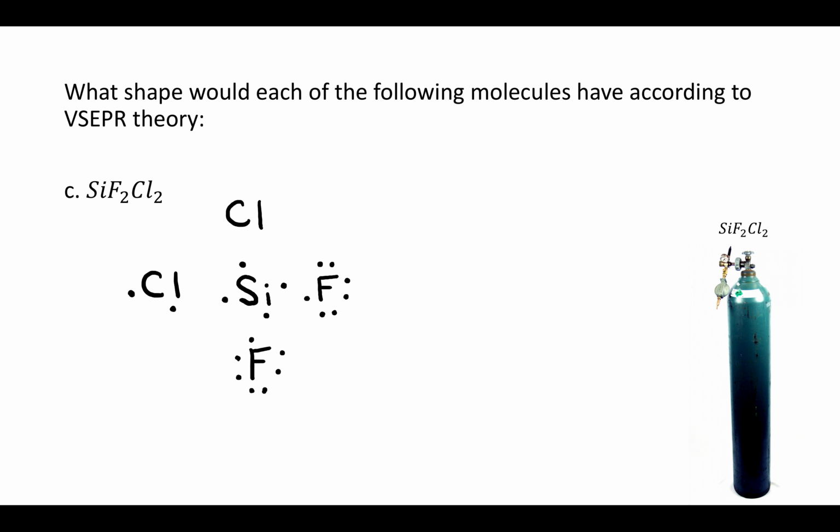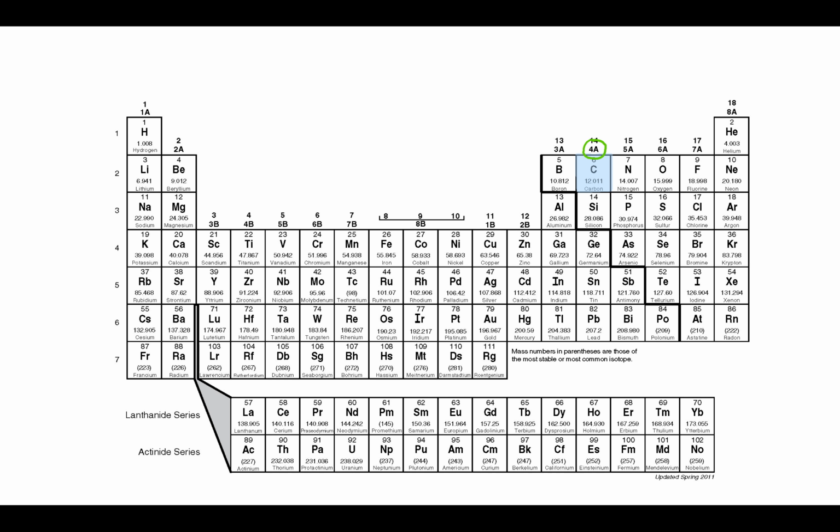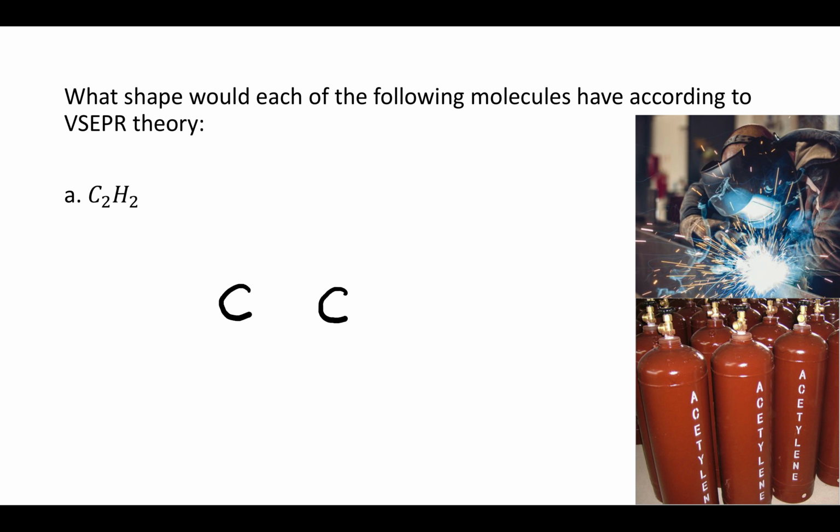How about C2H2? Let's try to figure out the shape of that. So we have 2 carbons. I'm going to draw 2 carbons. Because carbon is in column 4A, each carbon will have 4 valence electrons. So I'm going to put 4 dots around each one. 1, 2, 3, 4. 1, 2, 3, 4. Now we have 2 hydrogens, so I'll draw 2 hydrogens in. And because hydrogen is in column 1A, those hydrogens are only going to have 1 valence electron. So I'll put 1 dot on each of those.